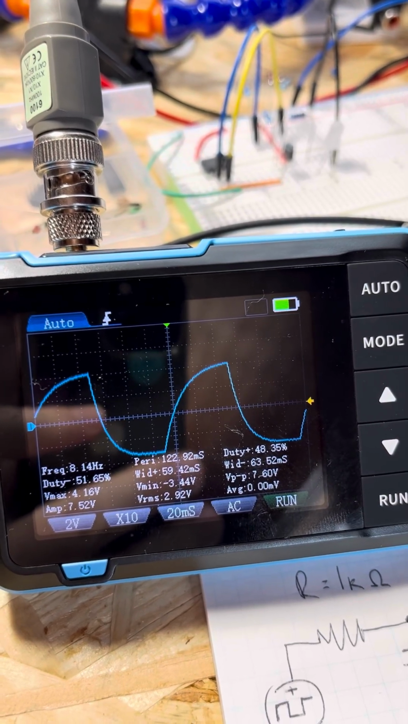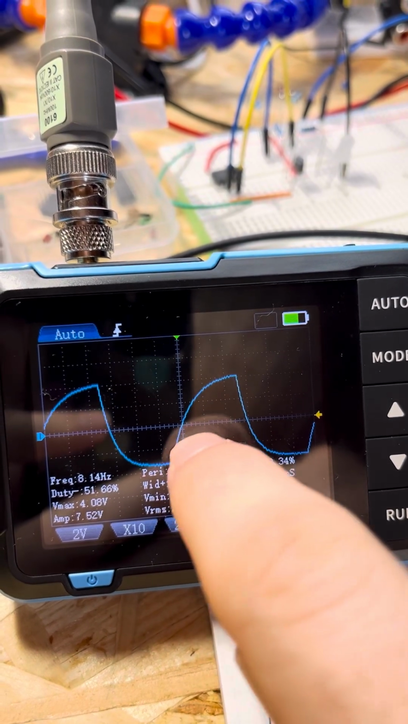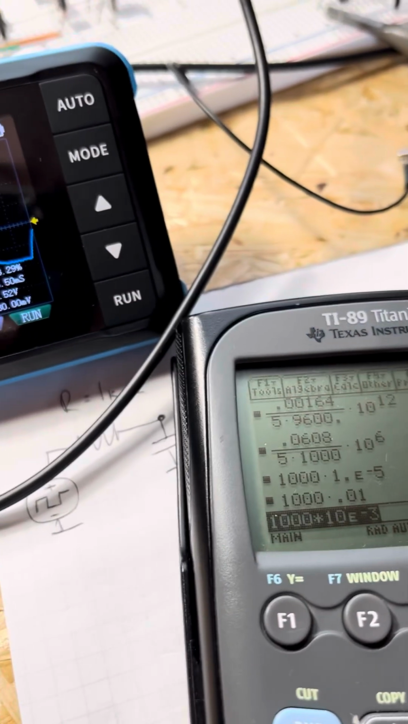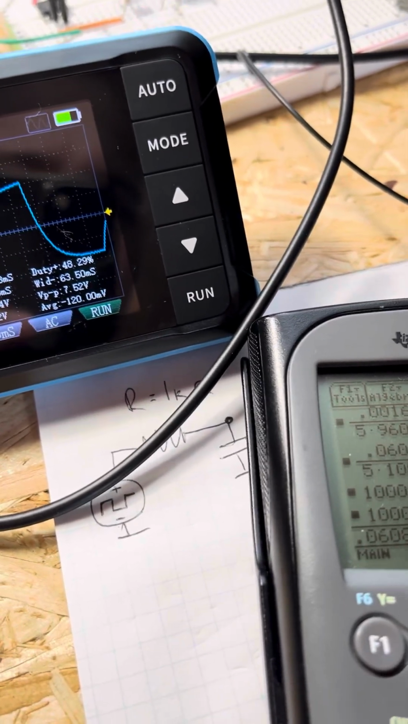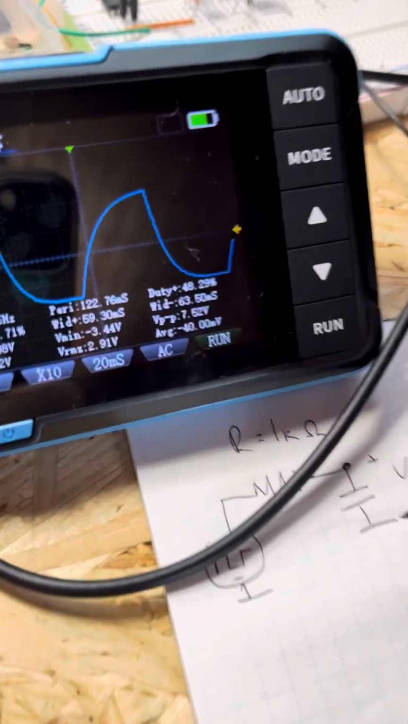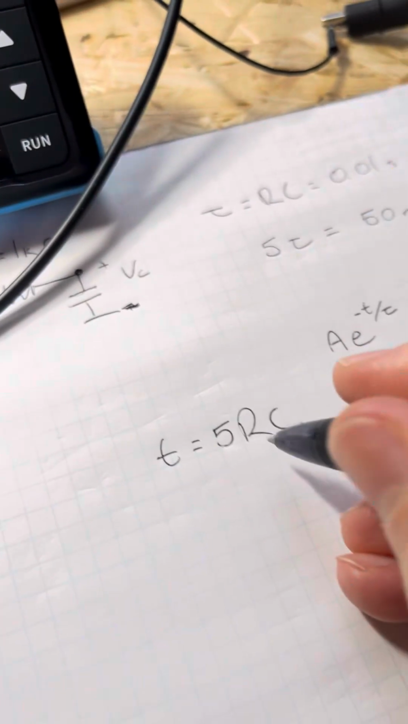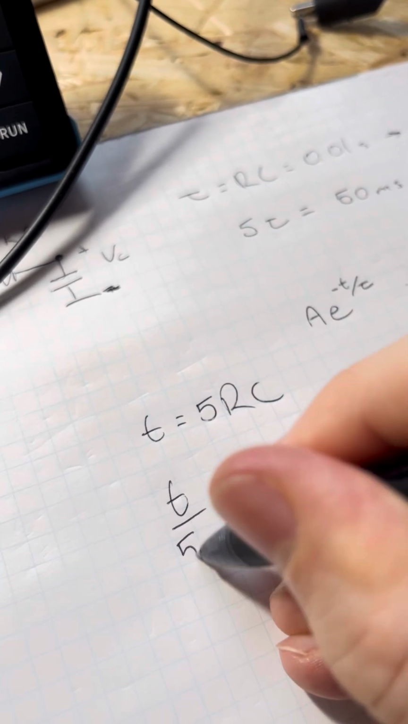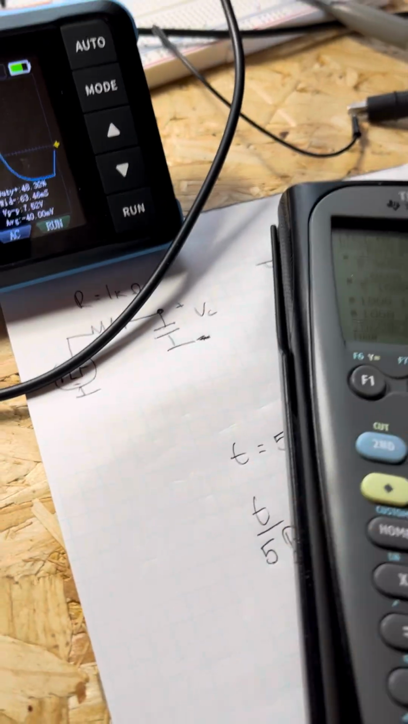8.14 hertz, and you see here, it tells me the width of this little part right here, and I'm going to use that, which is 59 milliseconds. Grab our handy dandy TI-89. Here, what we're basically doing is this: we have our time equal to 5 times RC. So to get this C, we're going to divide the time by 5 times R. And that's going to give us our C, roughly.